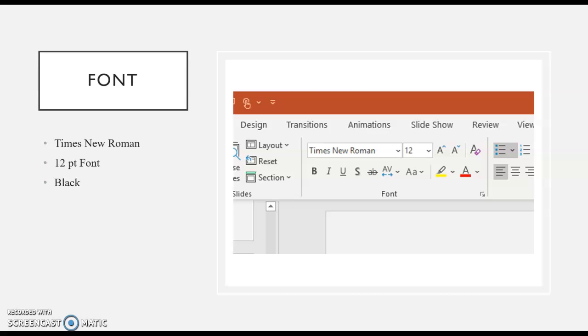So let's talk about a few housekeeping rules first. Let's talk about font. Font is the type of text you use when you are writing in Microsoft Word or Google Docs. You should always be using Times New Roman, which you can set in the toolbar of your Microsoft Word application. It should be 12-point font, that's the size, and it should always be black. Don't put it in bold or italics or underline or anything like that. Just keep it standard Times New Roman, 12-point font, and the color black.